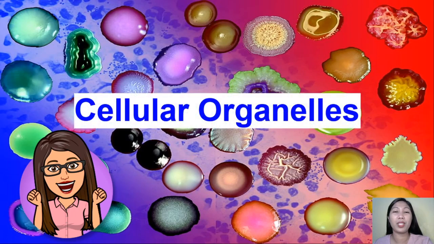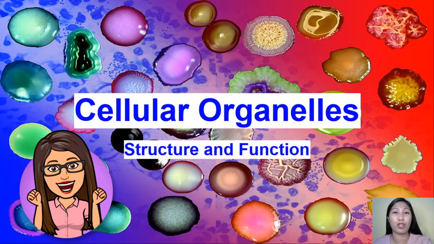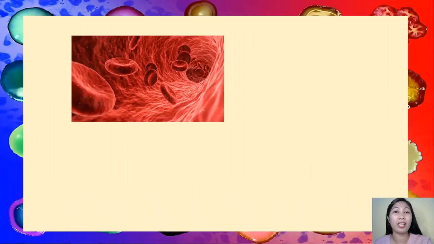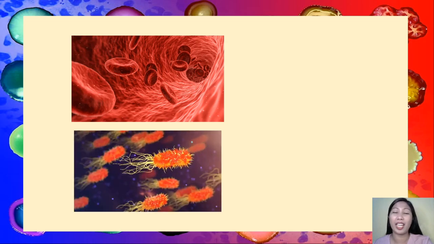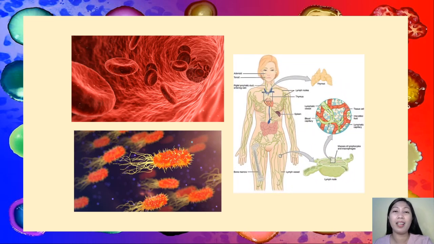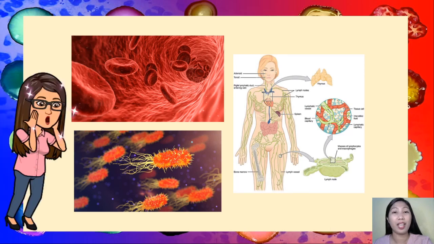Let's talk about cellular organelles, structure, and function. A cell is the smallest unit of a living thing. A living thing which can be made up of one cell, just like the bacteria, or many cells, just like a human, is called an organism. Thus, cells are the basic building blocks of all living organisms.